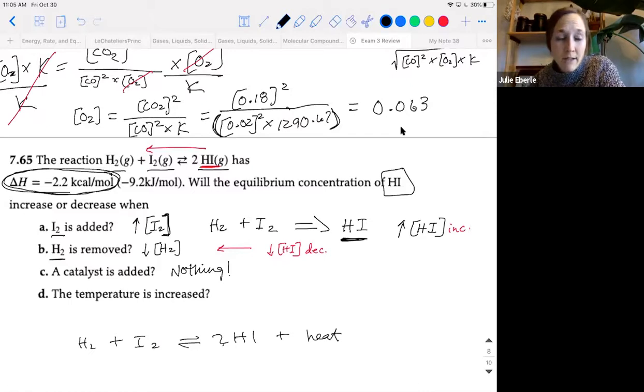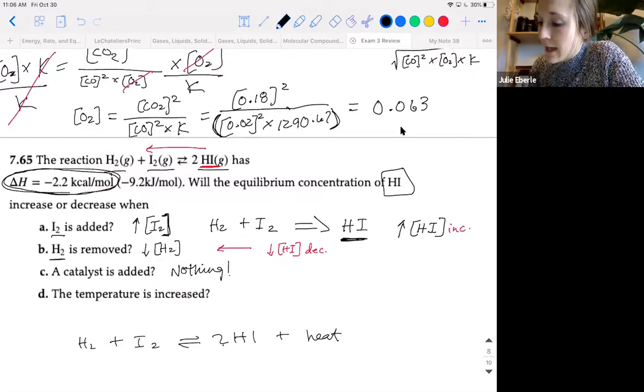My goodness, I must have seasonal allergies. Delta S is negative. Do you mean delta H, Jenna? Delta S doesn't really, I don't think delta S will really affect anything right here, but delta H will.